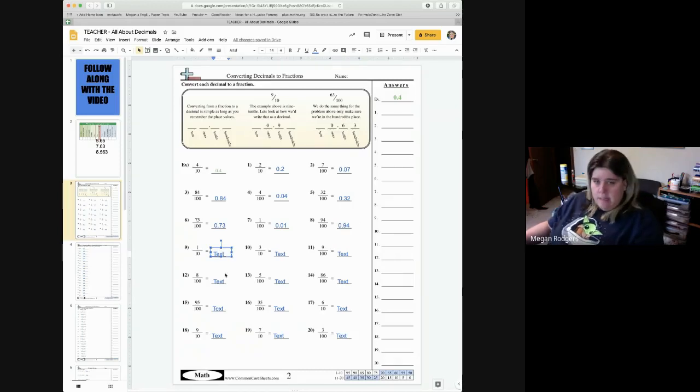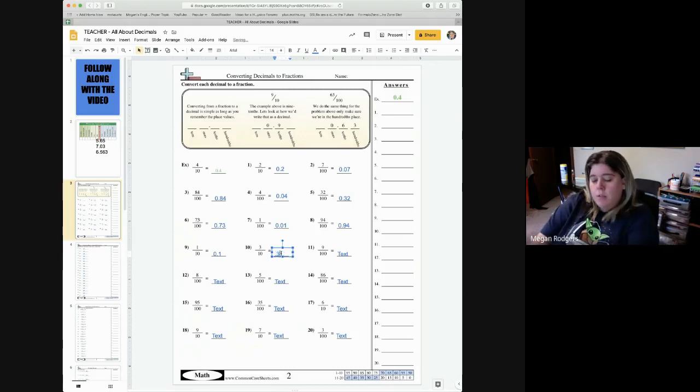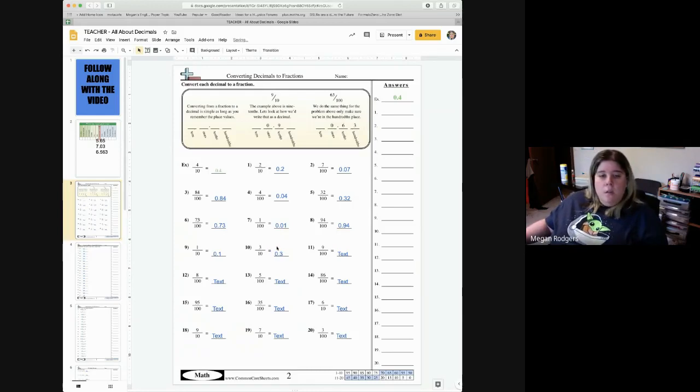Okay, let's go back to tenths now. 1/10. Now, if you remember, tenths is the very first spot. So that means when we put our 1 in there, it goes in the very first spot. And then for number 10 here, I'm going to put my 0 up front for you. I have 3/10. So it's 0.3. Again, the zeros are optional, but if you want to do that, you can.